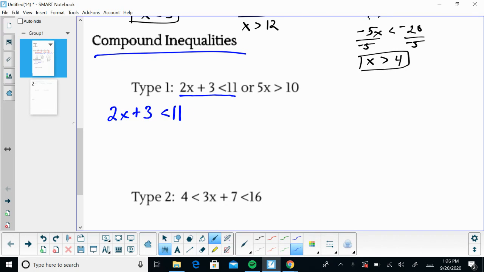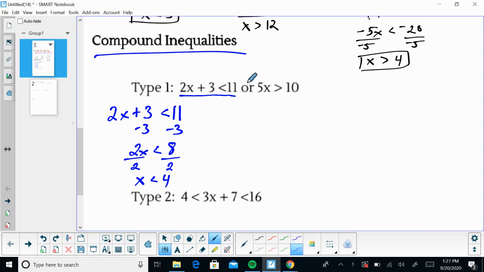What am I going to do first? Well, I need to subtract the 3. That's going to give me 2x is less than 11 minus 3, which is 8. Divide by 2 on both sides, and I will have x is less than 4.